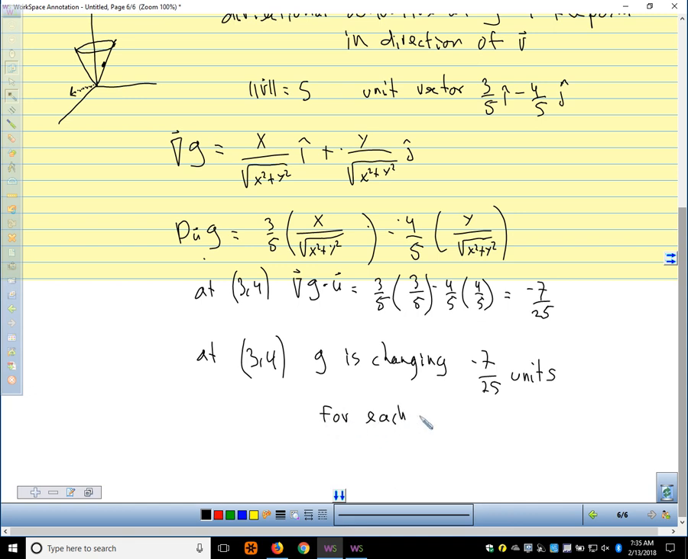For each unit we move in the direction of v. So for every unit, if we're in feet, if we're in meters, whatever, we're going 7/25 feet or meters downhill for every foot or meter that we travel in the direction of this vector. If our directional derivative is positive, we'd be going uphill.